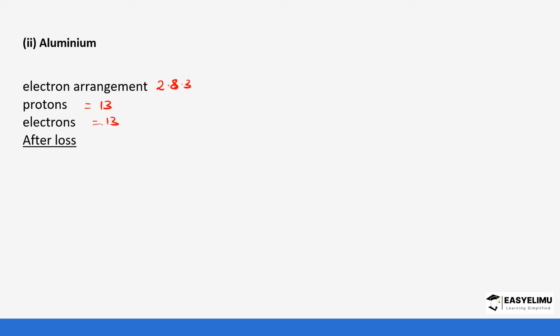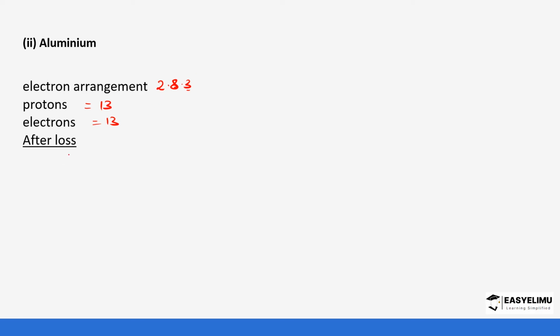Aluminium. So the electron arrangement of aluminium is going to be 2.8.3. The number of protons it has is 13. The number of electrons it has for a neutral atom is 13. Then what it does, it loses how many? 3 electrons. Because it is easier to lose 3 electrons than it is to gain 5 electrons.